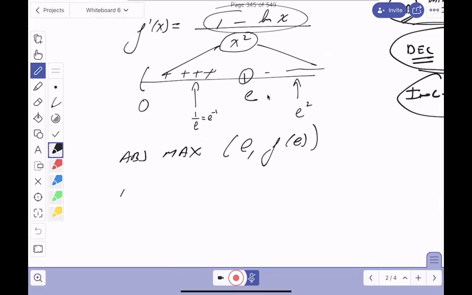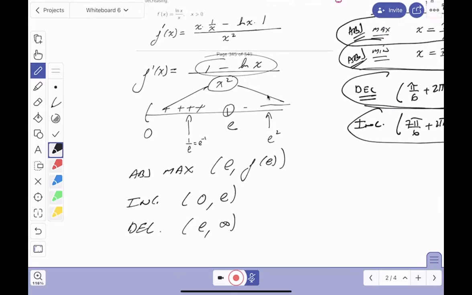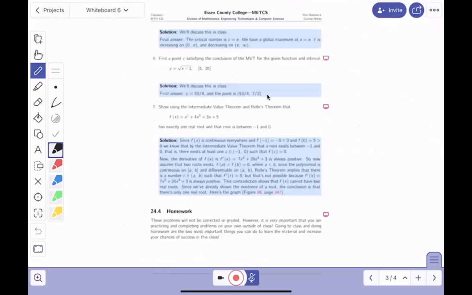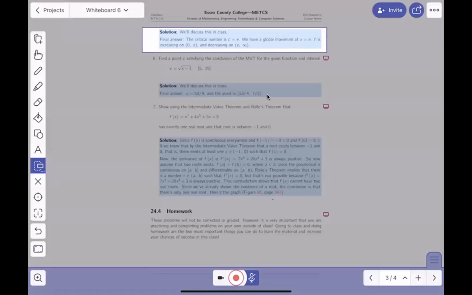The intervals of increasing: it increases on the interval from 0 to e, and it decreases on the interval from e to infinity. All right, let's take a look at our key and see how we did. Now it's on the next page. That's not good news for me. I got to look at it. And I'll copy, paste, and so forth.